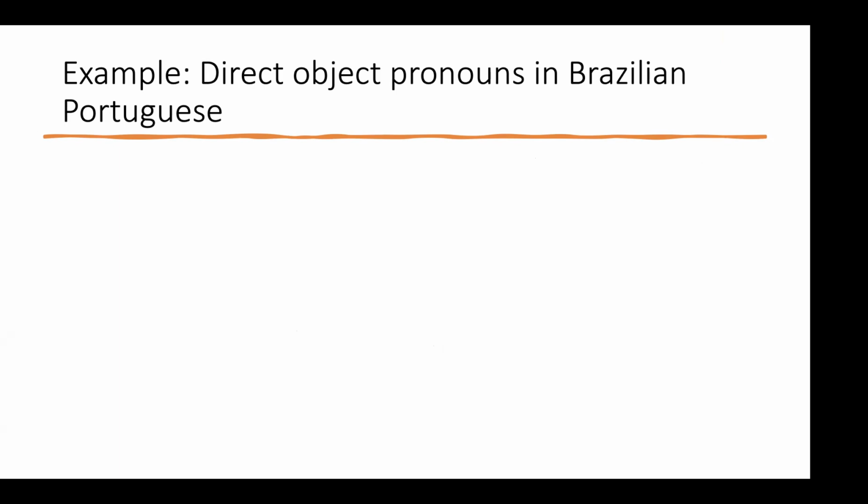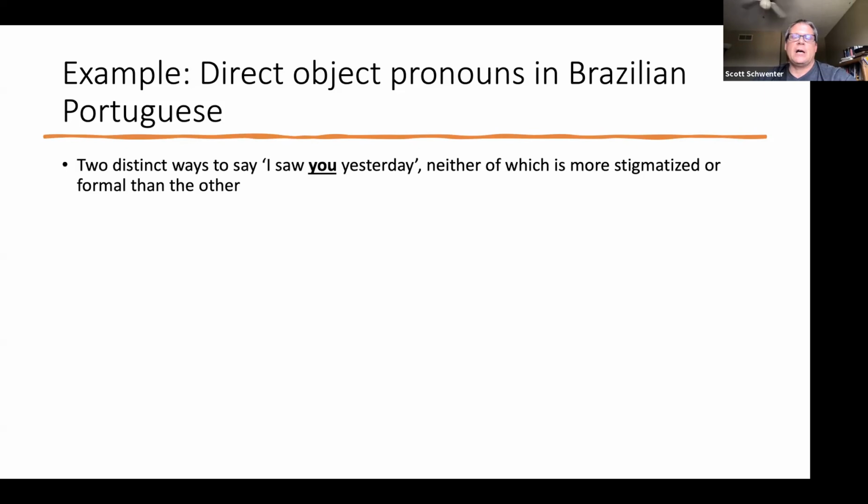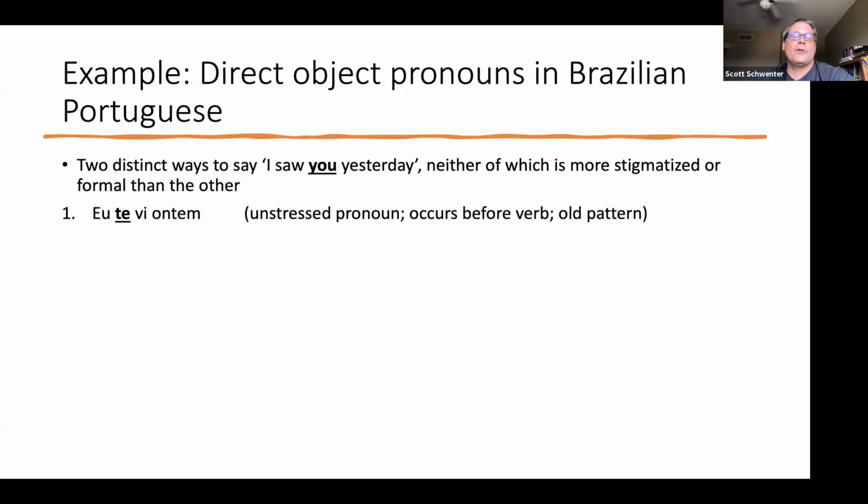Okay. So let me just give you a quick example that we'll talk about more later. The case of direct object pronouns in Brazilian Portuguese, which was actually a project that we did in one of my courses. Mark was actually included in this project. So there are really 2 distinct ways, probably more than that, but we were looking at 2 distinct ways to say something like, I saw you yesterday. And neither of which appears to be more stigmatized or more formal than the other.